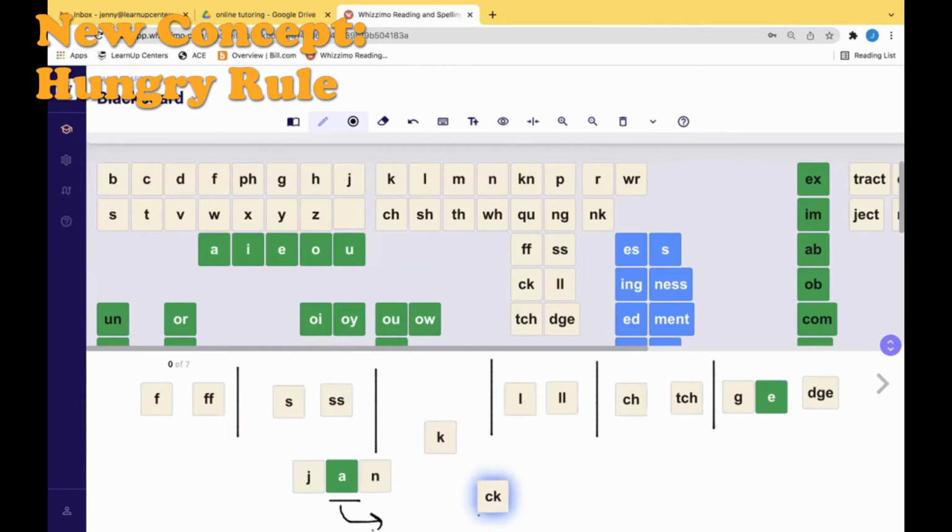Well, wait, so you're saying if a K or a S or F or L or C or CH or DGE, or GE is next to a vowel, it has that one extra letter? Yes, like the sounds of these. So it has to be directly next to the vowel. Interesting. Yes. We'll keep practicing.